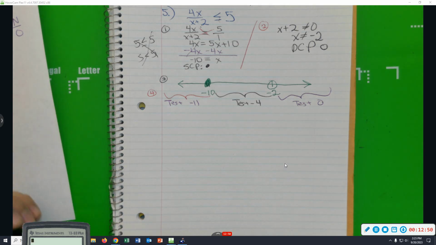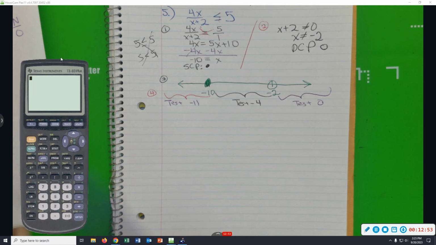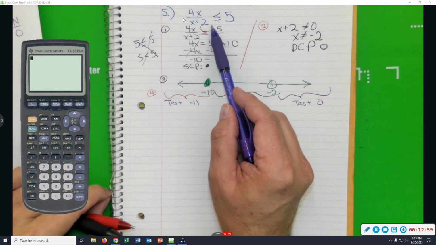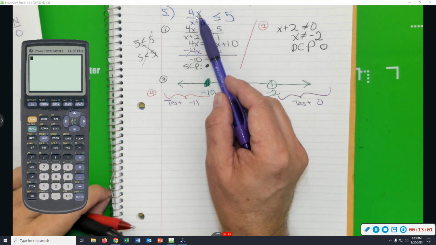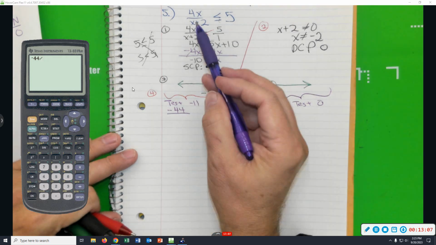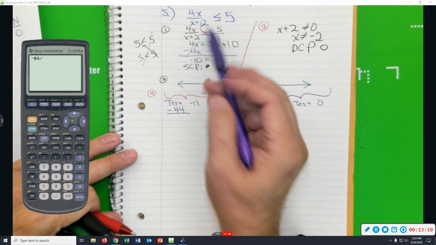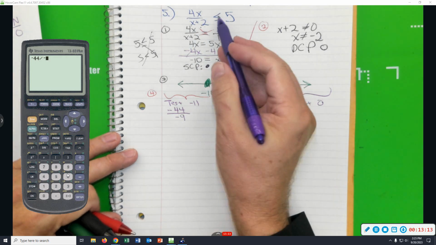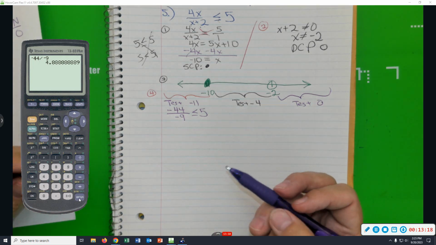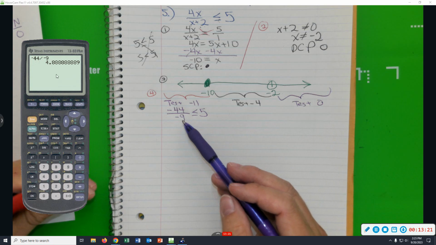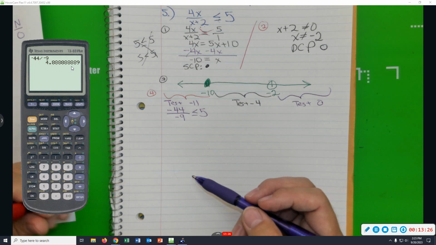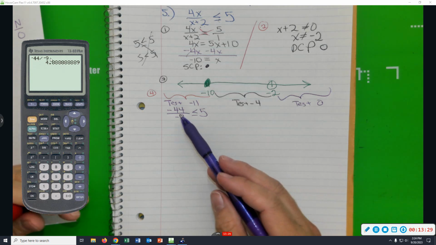Might want to open up that calculator in a moment. Okay, plugging in -11. You're testing the original inequality. 4 times -11 is -44, divided by -11 plus 2, which is -9. Is that less than 5? Negative divided by negative is positive. So what is that? That would be 4 and, let's see, 8/9 if you wrote it as a mixed number.